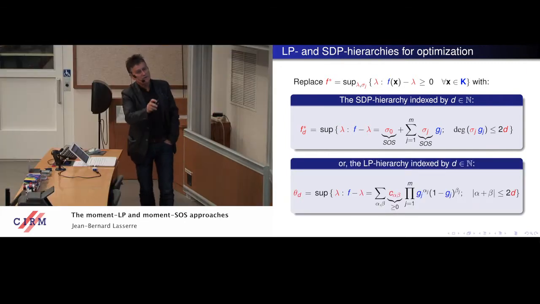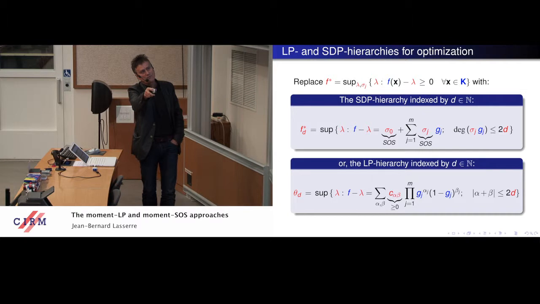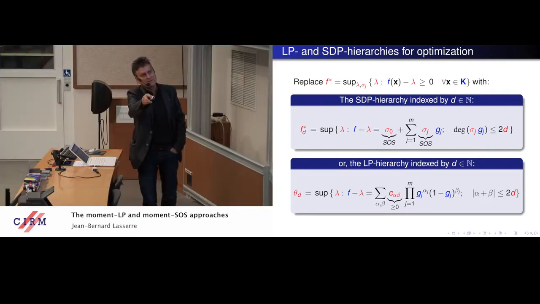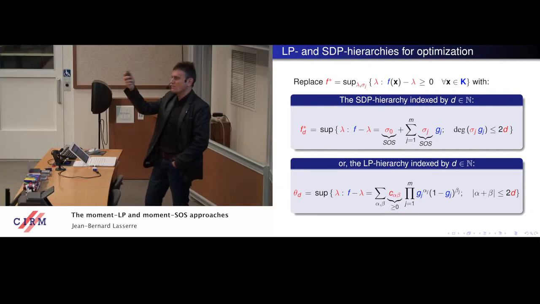Or if you take the LP hierarchy, you do exactly the same thing. You replace this hard constraint, f of x minus lambda non-negative on K, which is hard to state, by this LP certificate of Krivine and Stengle. You say that f minus lambda would be this type of combination of the g_j, while you put, again, a bound on alpha plus beta. You don't allow alpha and beta to be as large as possible, but you just bound alpha and beta by some d, and then you increase d.